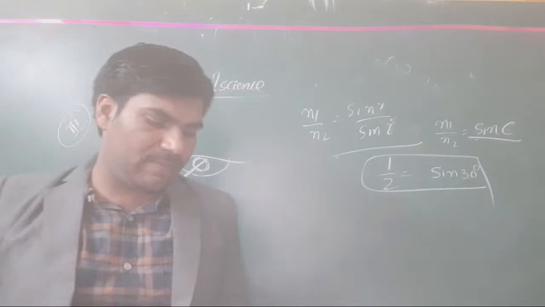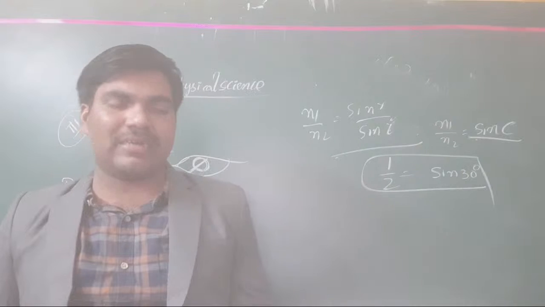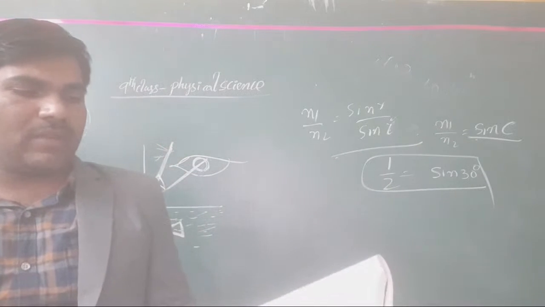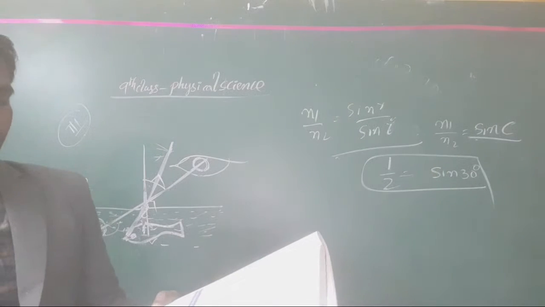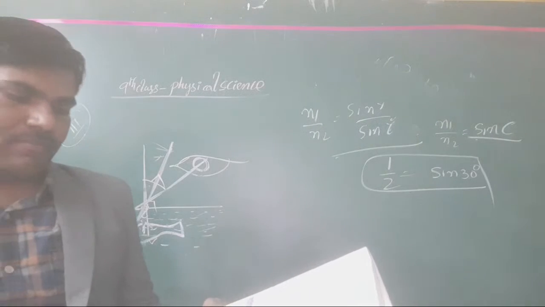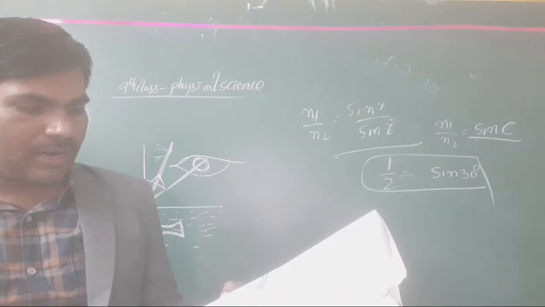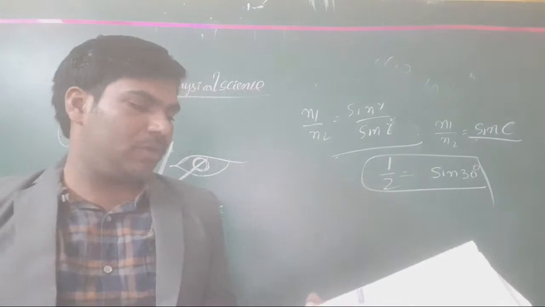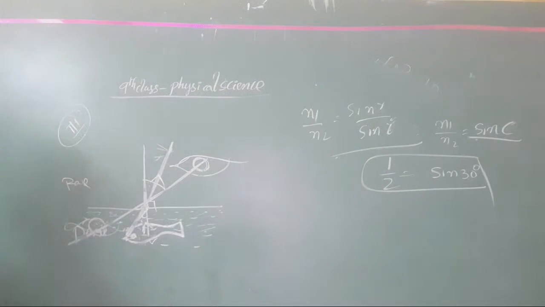Second answer is C. Total internal reflection takes place when a light ray travels from where? It is possible when traveling from a denser medium to a rarer medium. Is it denser to denser, or rarer to rarer? No, it is denser medium to the rarer medium. Okay, clear or not, all of you?